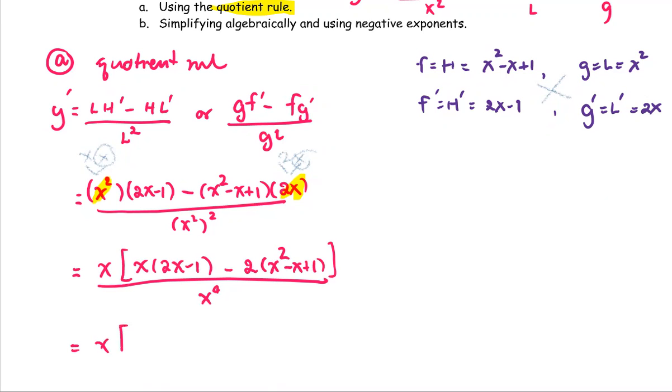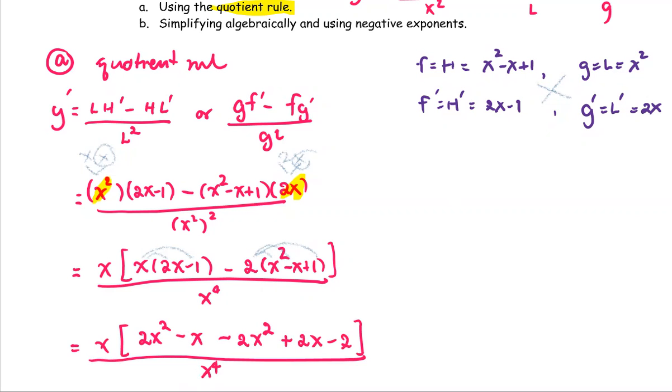And next, simplify a little bit more by distributing x to the group and also 2 to the group for the last expression there. So x times 2x, we get 2x squared. x times negative 1, we have minus x. And minus 2 times x squared, we get negative 2x squared. Negative 2 times negative x becomes positive 2x. Negative 2 times 1 becomes negative 2. And all divided by x to the fourth.